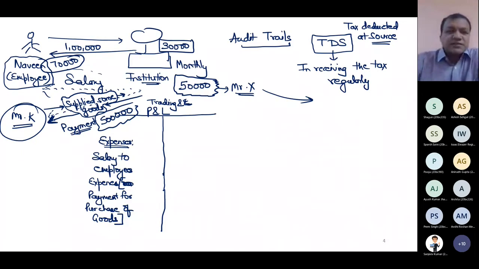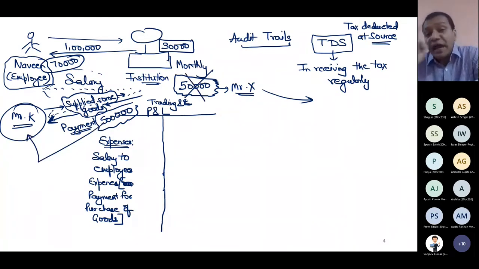Suppose in this case, when this institution is giving me 5 lakh, as per the provisions of TDS, as the payer of the amount, I am paying 5 lakh to Mr. K. I was supposed to deduct 50,000 tax, but I failed in deducting tax. Though legally I should have paid only 4 lakh 50, I paid the entire 5 lakh rupees. By mistake, I failed.